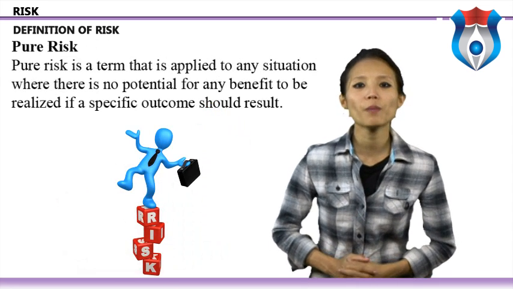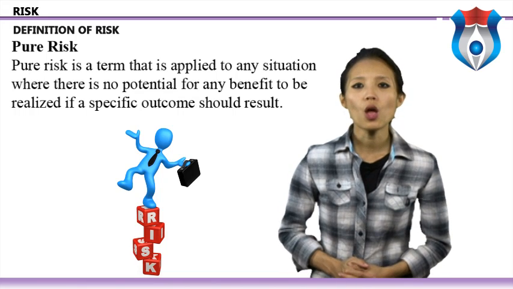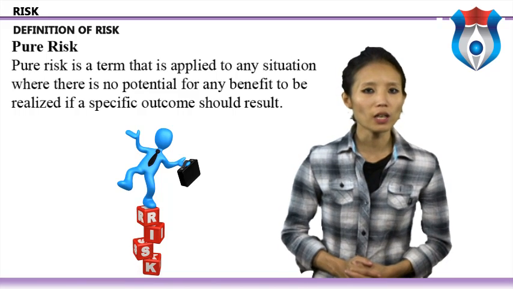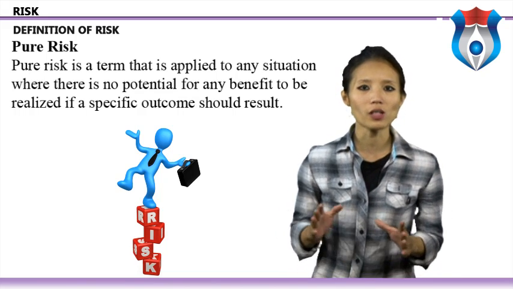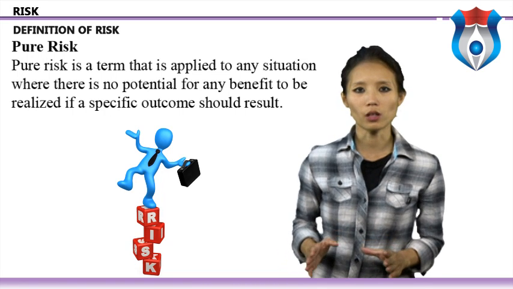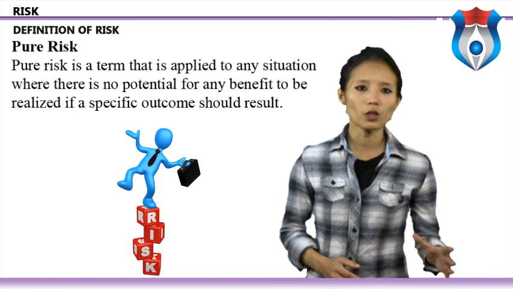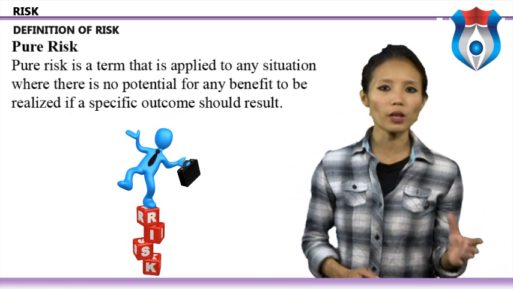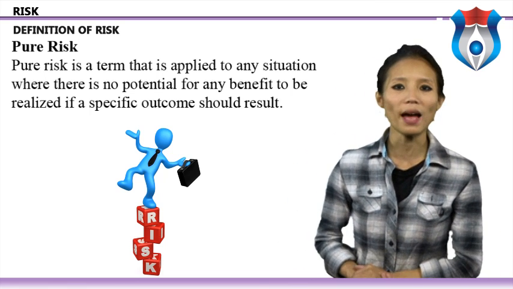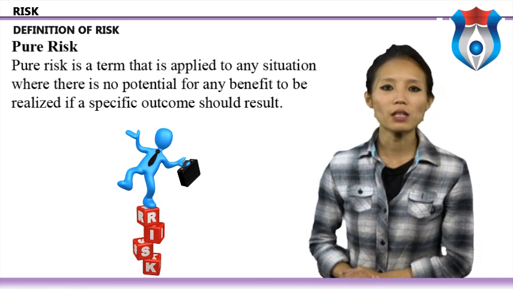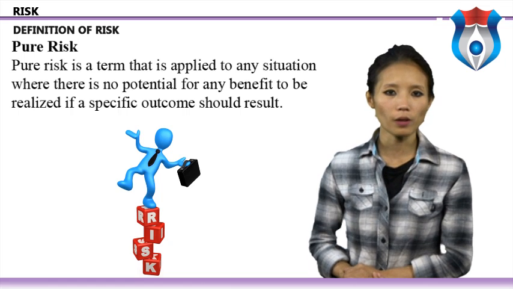Pure risk is a term that is applied to any situation where there is no potential for any benefit to be realized if a specific outcome should result. Typically, events that are considered to carry this level of risk are out of the control of the individual who is assuming the risk, making it impossible to actually make a conscious decision to take on the risk.